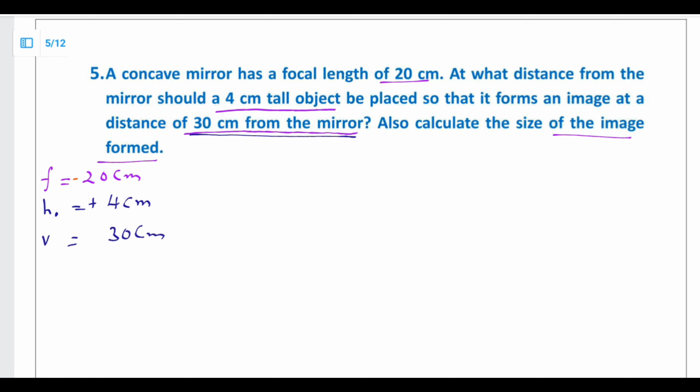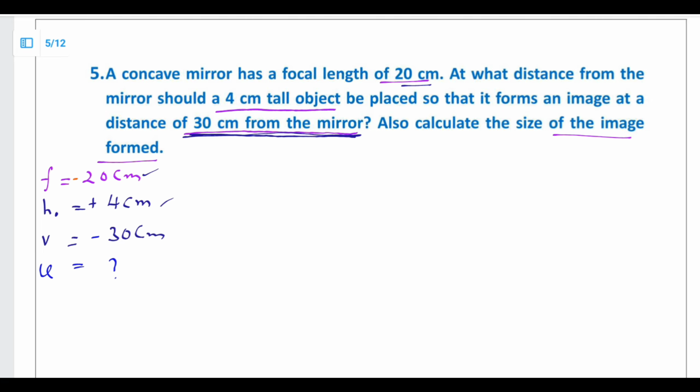Let us read the question once more. A concave mirror has a focal length of 20 centimeters. We have written the focal length. At what distance from the mirror should a 4 centimeter tall object be placed, that is the size of the object, so that it forms an image at a distance of 30 centimeters from the mirror? From the mirror means the image is formed in front of the mirror. I told you already, the distances, object distance or image distance, formed in front of the mirror are taken as negative, so it is minus 30 centimeters. We have to find u equals how much.